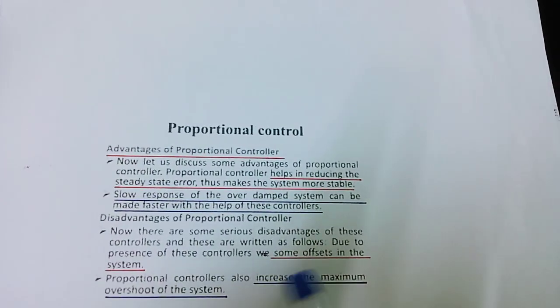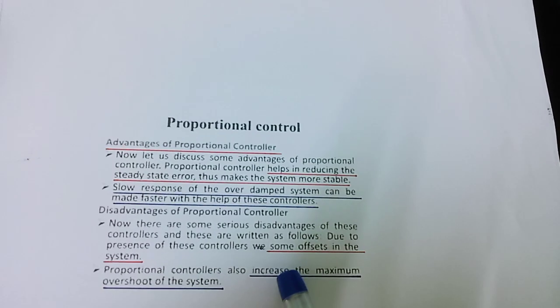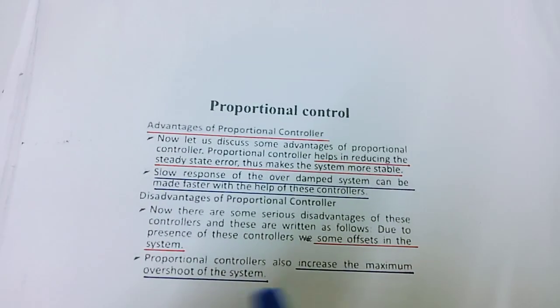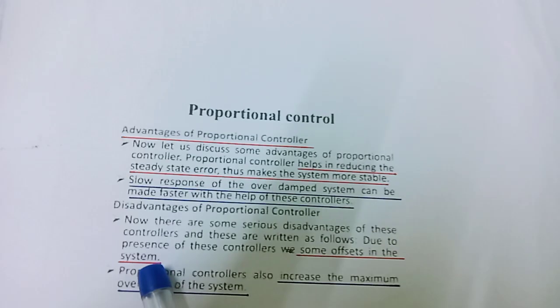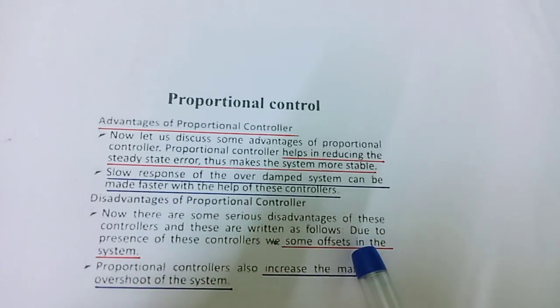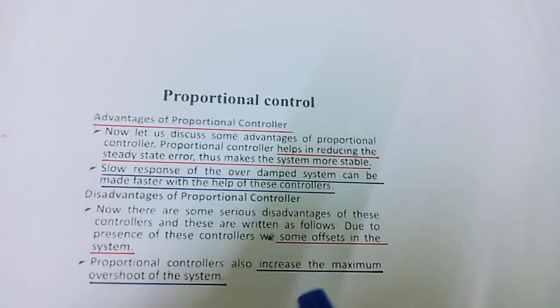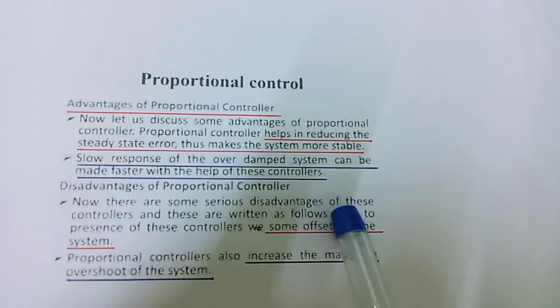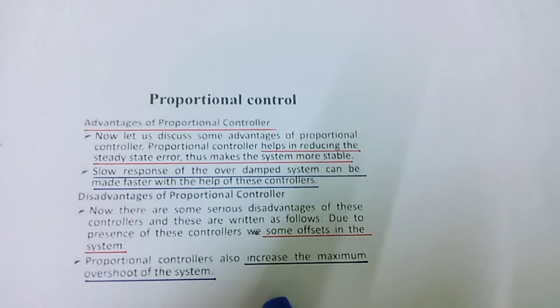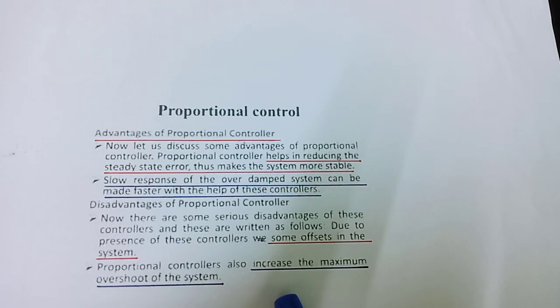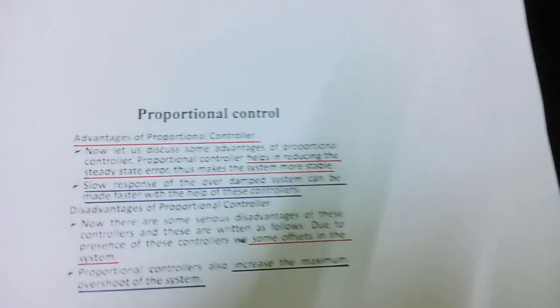Now the major disadvantages: some offset is always there in the system. The real set point is different from the set point obtained by this proportional controller. It also increases the maximum overshoot of the system.